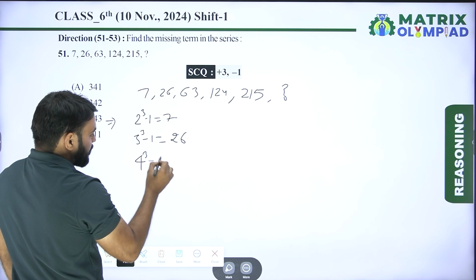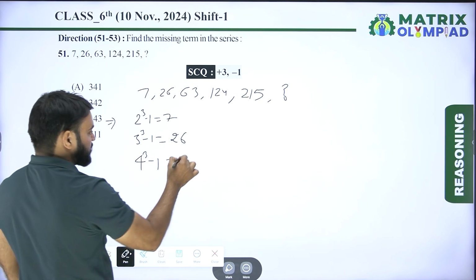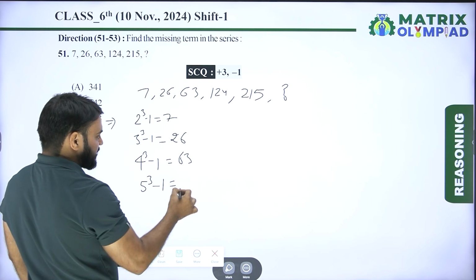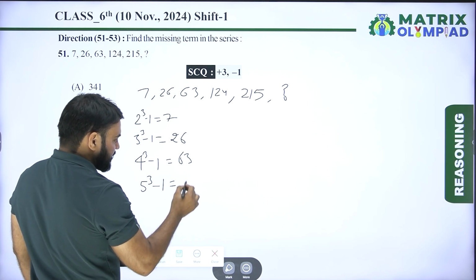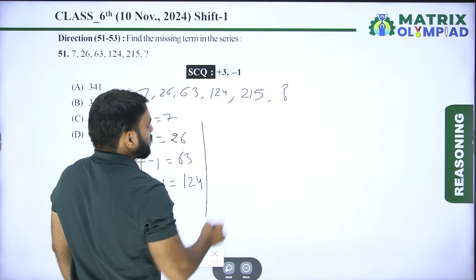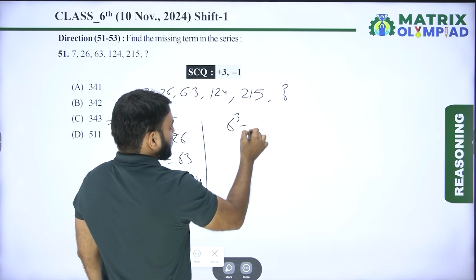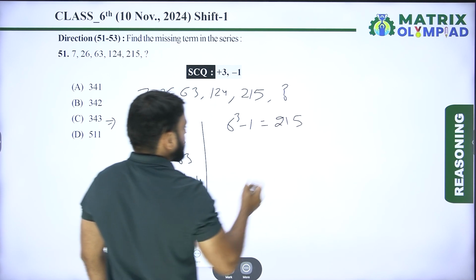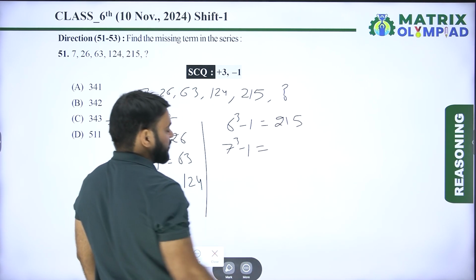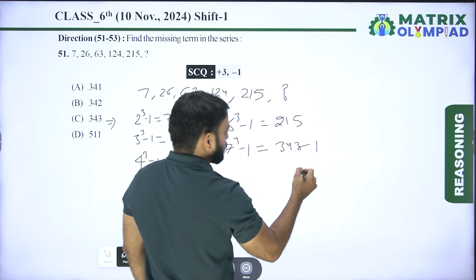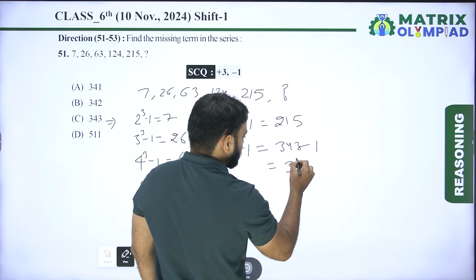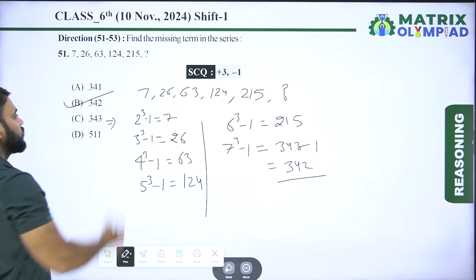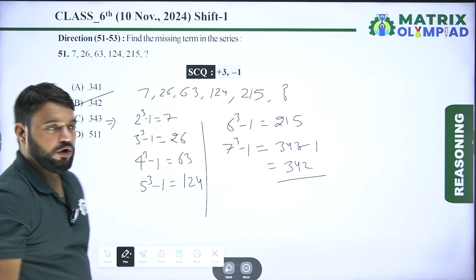Now 4 cube minus 1, 4 cube is 64, minus 1 is 63. Now 5 cube minus 1, 5 cube is 125, minus 1 is 124. Similarly 6 cube minus 1, 6 cube is 216, minus 1 is 215. Similarly 7 cube minus 1, 7 cube is 343, minus 1 is 342. So here the next term is 342. So option B is the correct answer of this question.